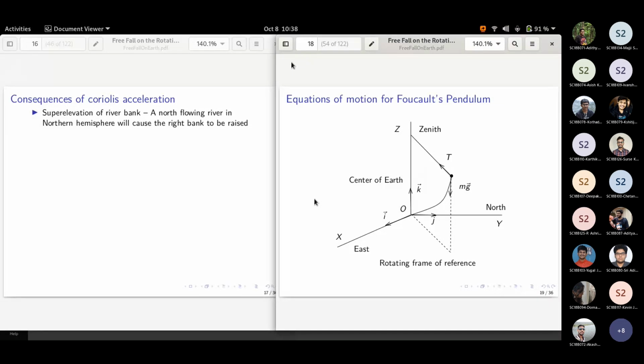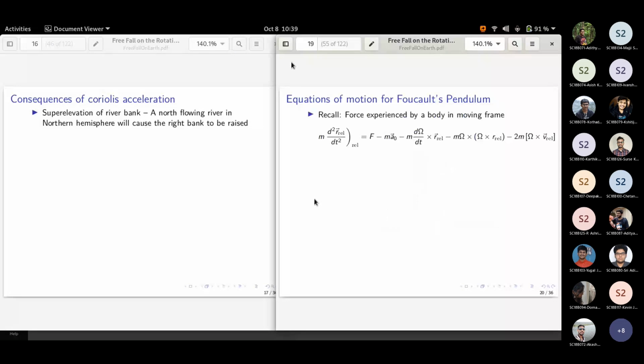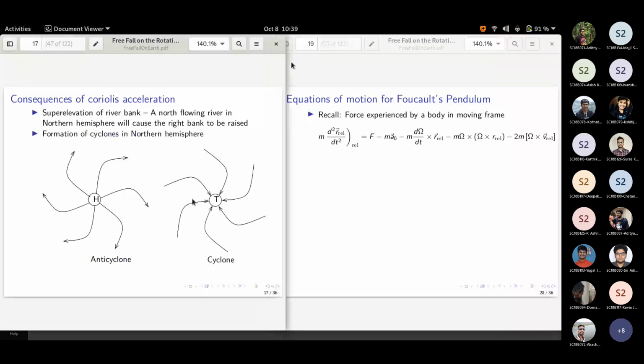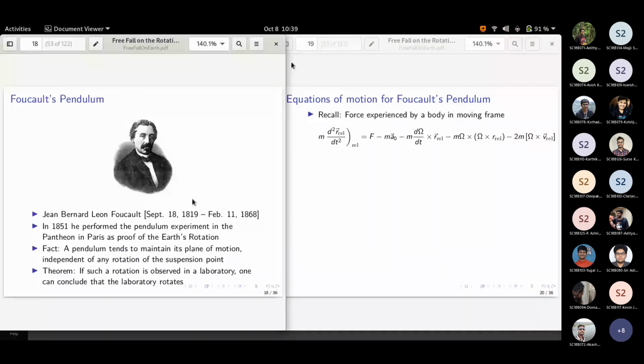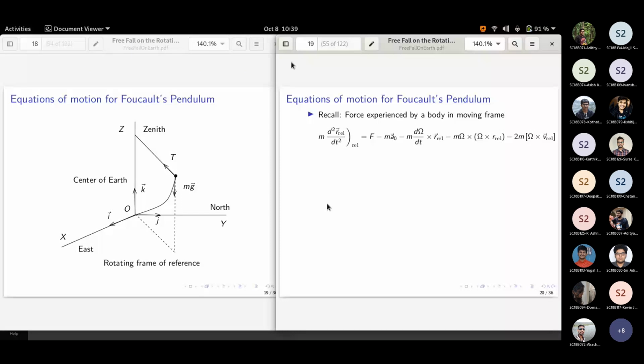So what we have done is we have taken the coordinate frame on the surface of the earth, east north zenith, and simply shifted it parallelly to the center of the earth. So with this assumption, let us derive the equations. I will keep this figure here. So this was the expression we had already derived earlier, that is the force experienced by a body in the moving frame.